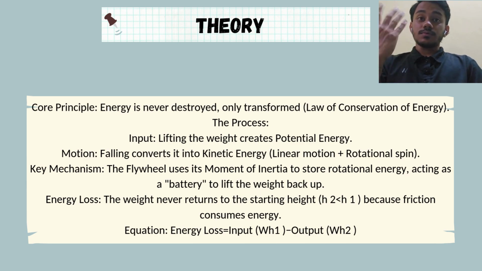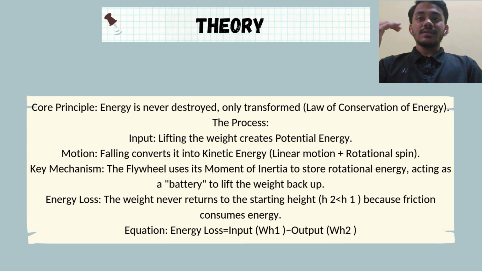The flywheel is the most important part because of its moment of inertia. It acts like a battery, storing rotational energy to wind the cord back up and lift the weight. However, the weight never returns to its original height. This proves that the real-world system always faces energy loss due to friction and air resistance.